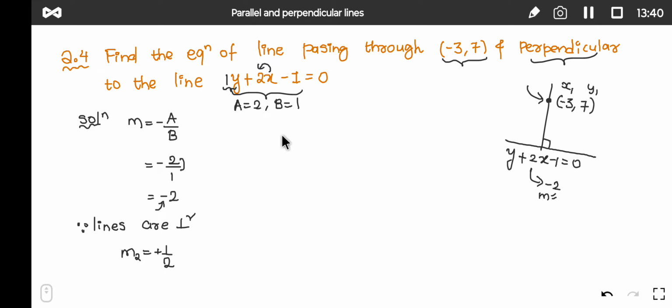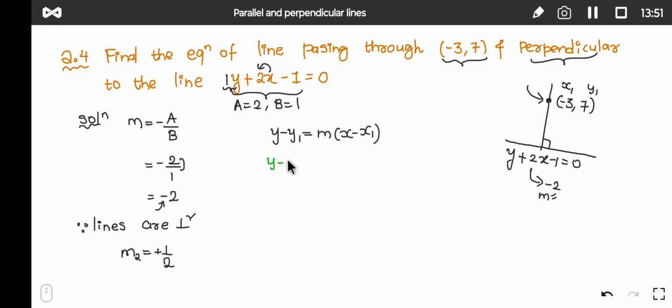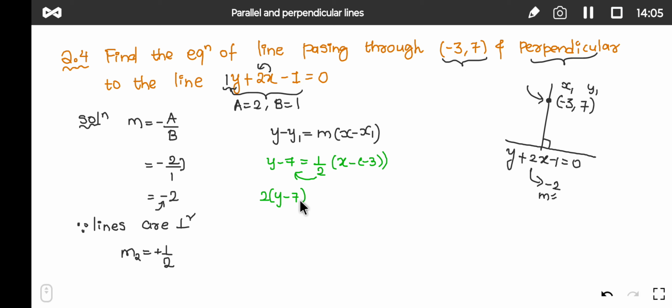Now we'll apply the equation of a line: y minus y1 is equal to m times x minus x1. Substitute the values. So y minus y1, which is 7, is equal to m, which is 1 upon 2, into x minus x1, where x1 is minus 3. If you multiply this 2 here, 2 into y minus 7 is equal to 1 into x minus minus, which gets plus 3. Multiply this 2 inside, so 2y minus 2 into 7, 14, is equal to 1 into x plus 1 into 3, 3.